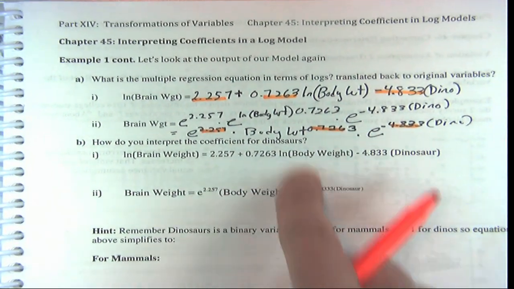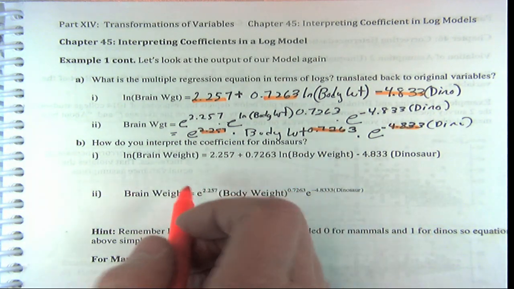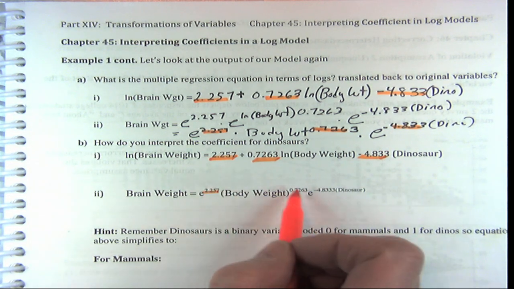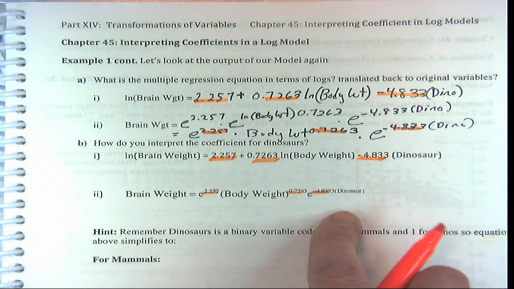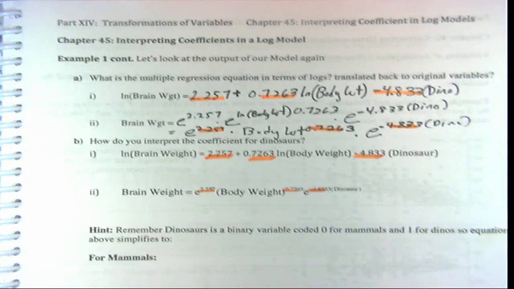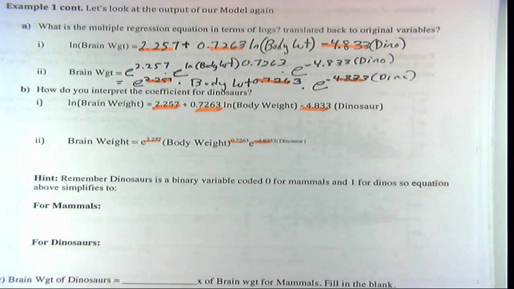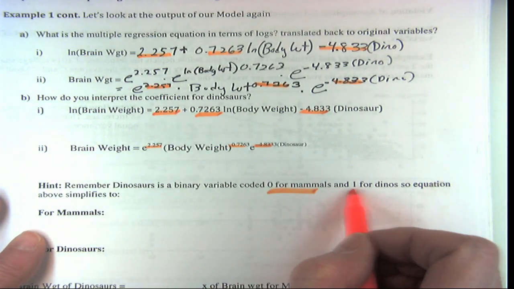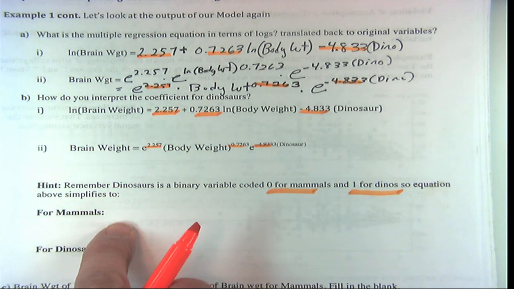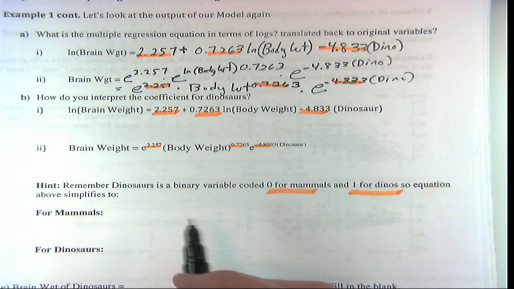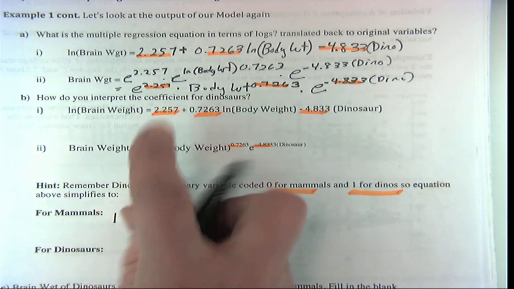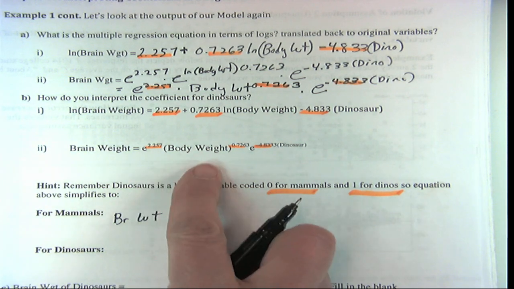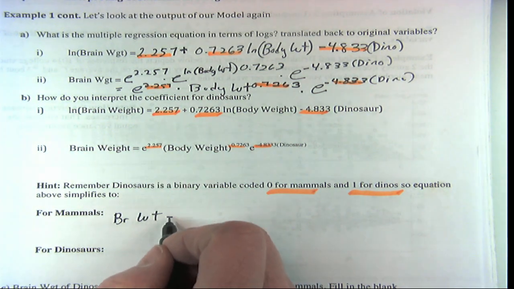This is the same thing we just did. So here was our original, and here's our slopes for them all, and then they become exponents once you anti-log. So remember, dinosaurs is a binary variable coded 0 for mammals and 1 for dinosaurs. So this equation simplifies, we just did it, simplifies to what? For the brain weight, we did it in the log, but for the brain weight, right here, it simplifies to what?